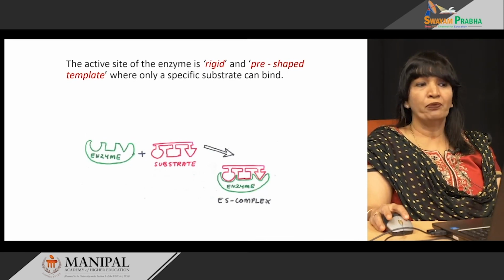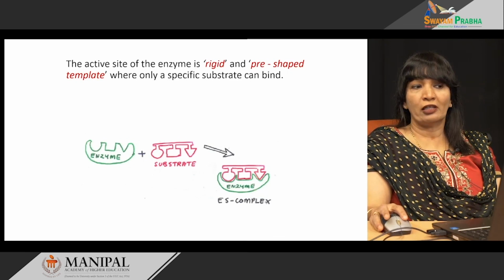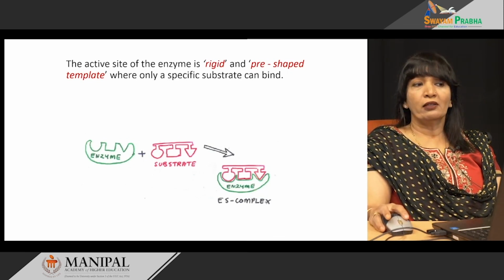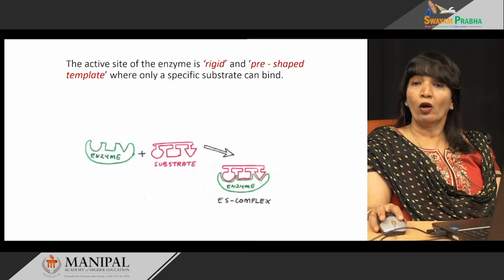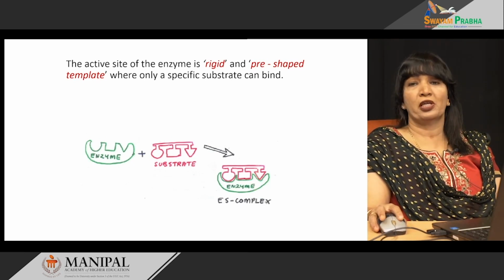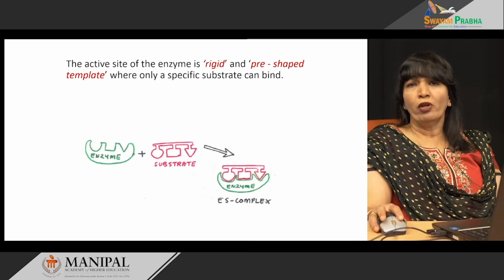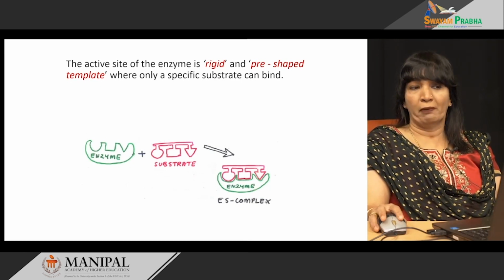This is my enzyme, and the small crevice or region that I have is the active site. Here the active site of the enzyme is very rigid, and I have a pre-shaped template where only a specific substrate can come and bind. What do I mean by saying a pre-shaped template?